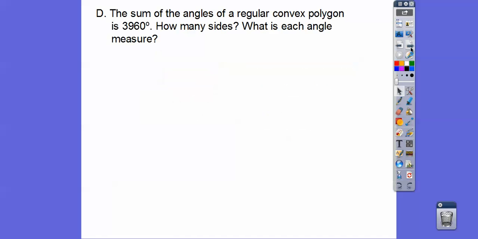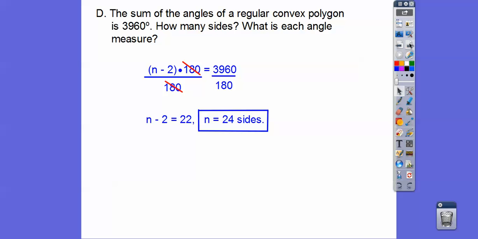Okay. All right, so the sum of the angles of a regular convex polygon is 3,960. How many sides? So this is where we do n minus 2 times 180. So n minus 2 times 180 equals that sum. Divide by 180, and we get 22, so add 2 to both sides, so it's 24 sides.